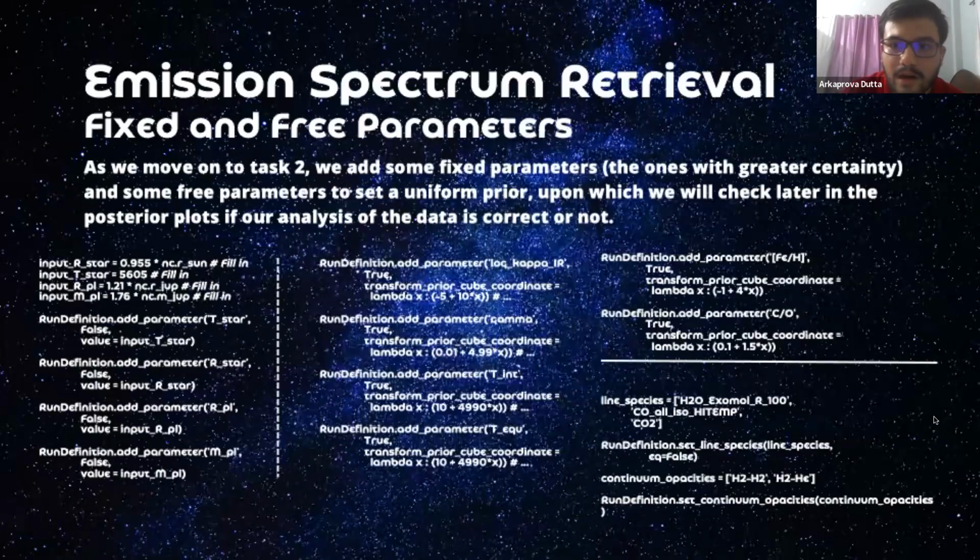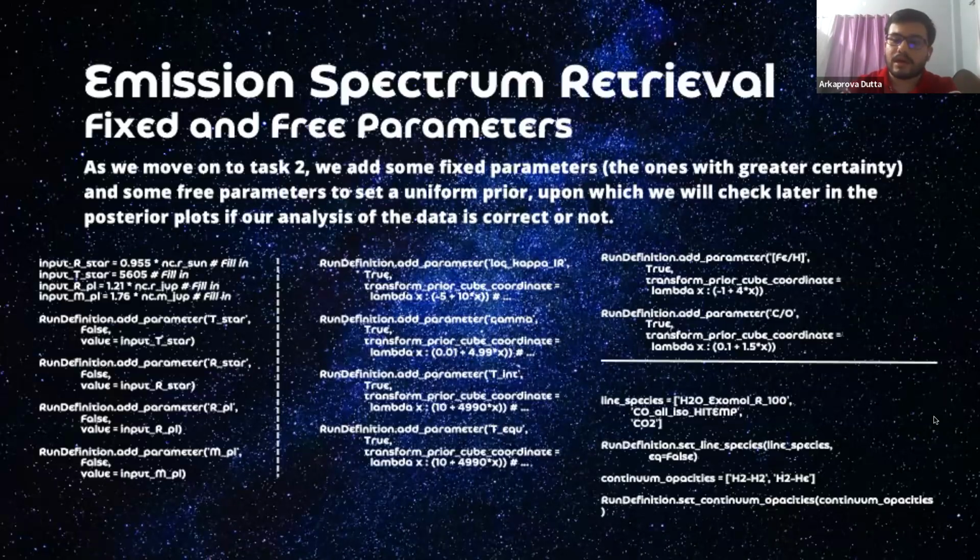So the next part would be assigning fixed and free parameters. Now we want to create an atmospheric model, so we start with some parameters. We select some fixed parameters, such as temperature and radius of the star, along with radius and mass of the planet, as they are very accurately calculated. And for free parameters, we add infrared opacity, gamma parameter, internal temperature, and equilibrium temperature.